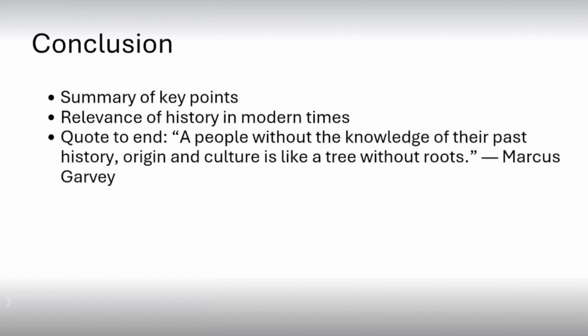Here is the conclusion. To understand history, we need timelines to organize information and various sources to build the context. As Marcus Garvey said, a people without the knowledge of their past history is like a tree without roots. Or again, I'm recalling that Dr. B.R. Ambedkar said that the people who remember history can create history. History helps us stay grounded while looking forward.